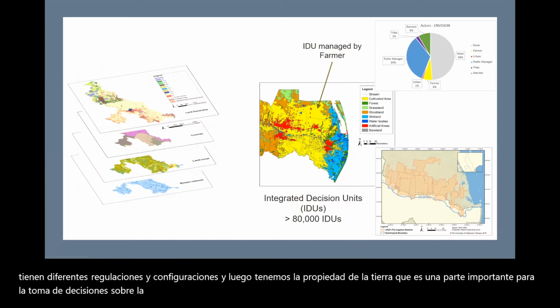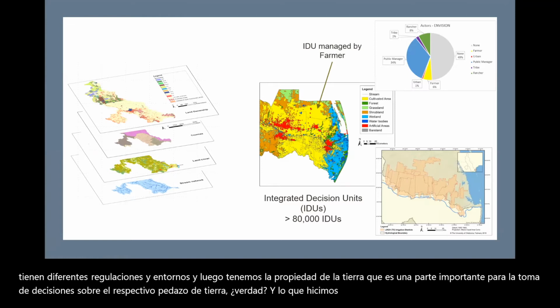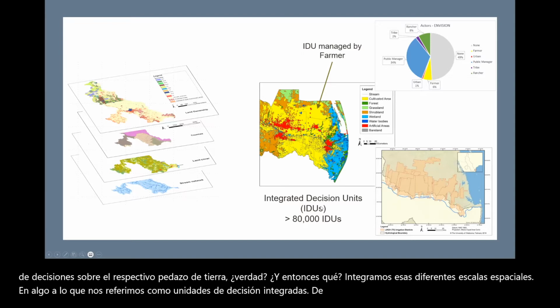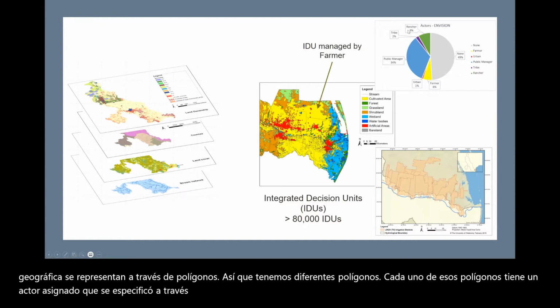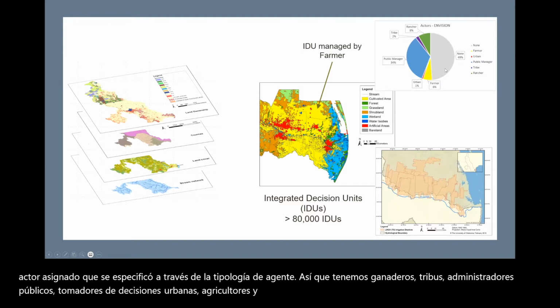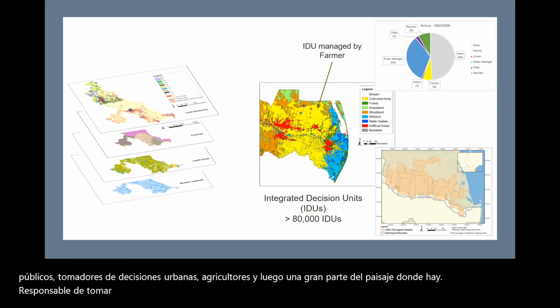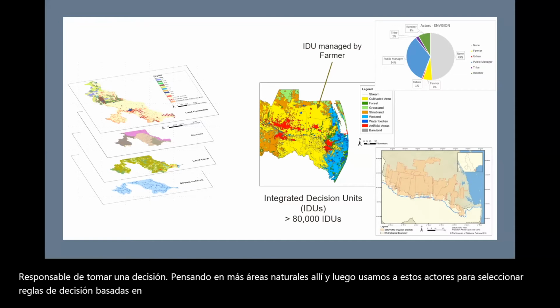And so what we did was we integrated those different spatial scales into something that we refer to as integrated decision units. Okay, so in a GIS, in a geographic information system, they are represented through polygons. So we have different polygons. Each of those polygons has an actor assigned to it that was specified through the agent typology. So we have ranchers, tribes, public managers, urban decision makers, farmers, and then a large part of the landscape where there's no one necessarily responsible for making a decision, thinking about more natural areas there. And then we use these actors to select decision rules based on the environmental conditions. Okay, so once we progress into the future.